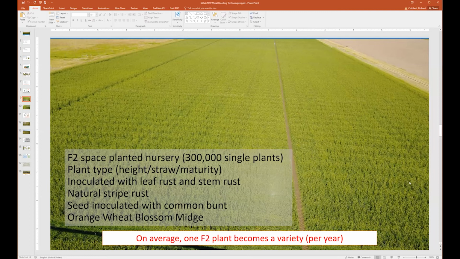I think on Twitter, I've said in the past, and I've used this picture of this field. I think it was about 2004, AAC Brandon was a single plant in that field. So it's really finding the needle in the haystack. So we look at all those plants and we'll select them on plant type, leaf rust, stem rust resistance, stripe rust resistance, bunt resistance, and wheat midge quite often we'll have in those nurseries as well.